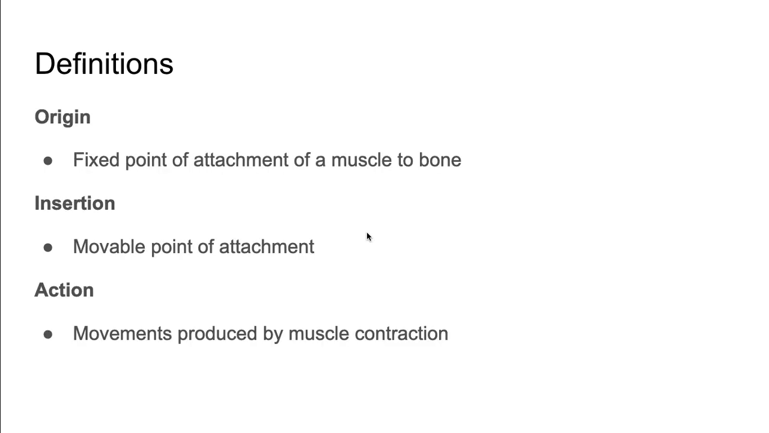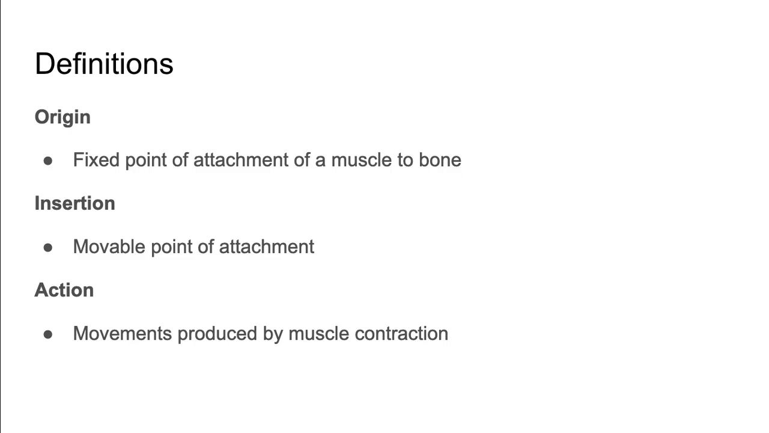All right, so we also talk about origins, insertions, and actions. So an origin is a fixed point of attachment of your muscle to the bone, so it's the point that's fixed. Whereas the insertion is the movable point of the attachment. Okay, so you have 2 points where a muscle is going to attach. One is fixed and one is movable. All right, so you think of muscles on a bone, they'll have 2 places where they attach. And so one of those is going to be fixed, the other is going to be movable so that you have movement along a certain joint.